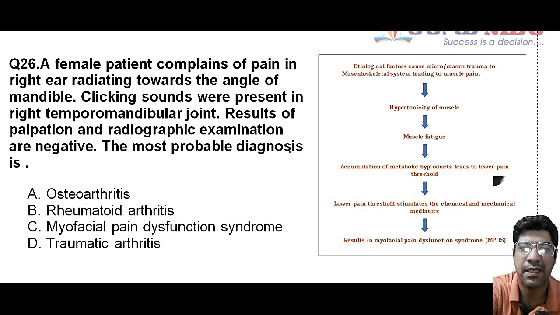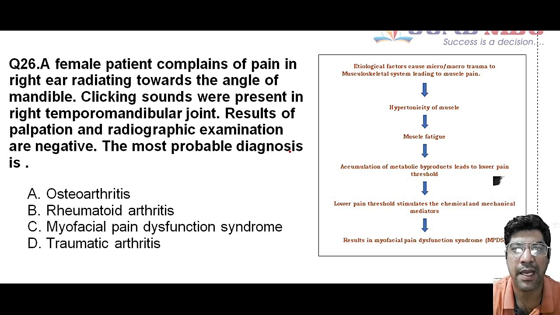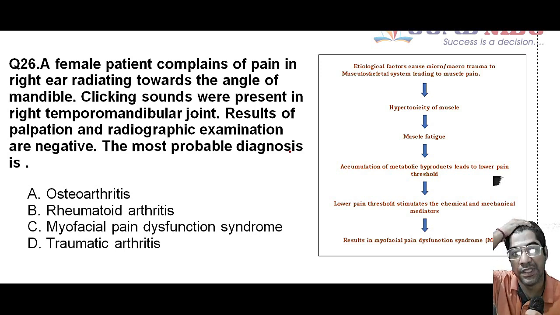A female patient complained of pain in her right ear radiating toward the angle of the mandible. Clicking sounds were present in the right TMJ. The results of palpation and radiographic examination are negative. The most probable diagnosis is C.